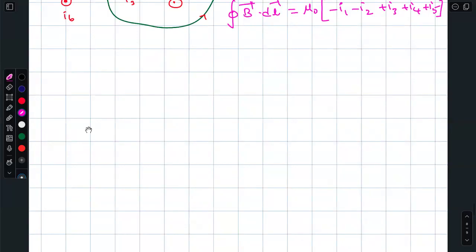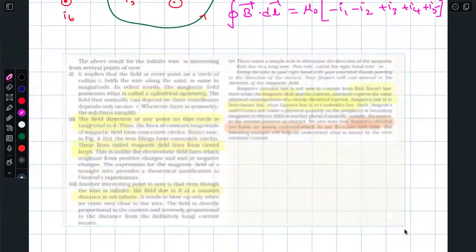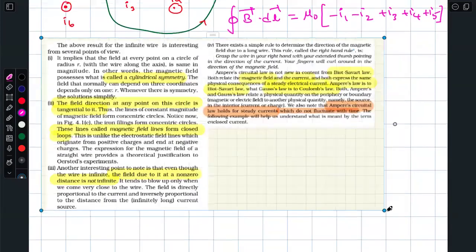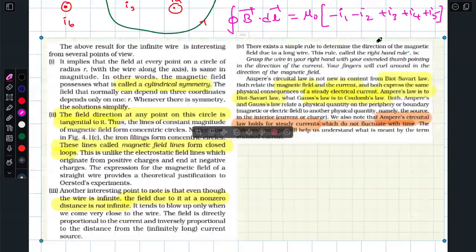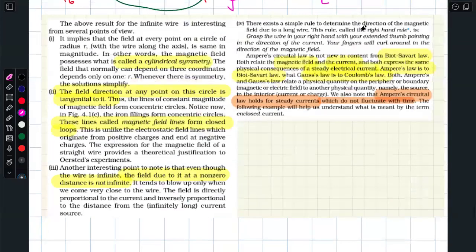This is very, very important regarding Ampere's law. In mains, you are expected to have this. We follow cylindrical symmetry. Wherever cylindrical symmetry is applicable, we will apply Ampere's law. In Gauss's law, you applied spherical symmetry, right?